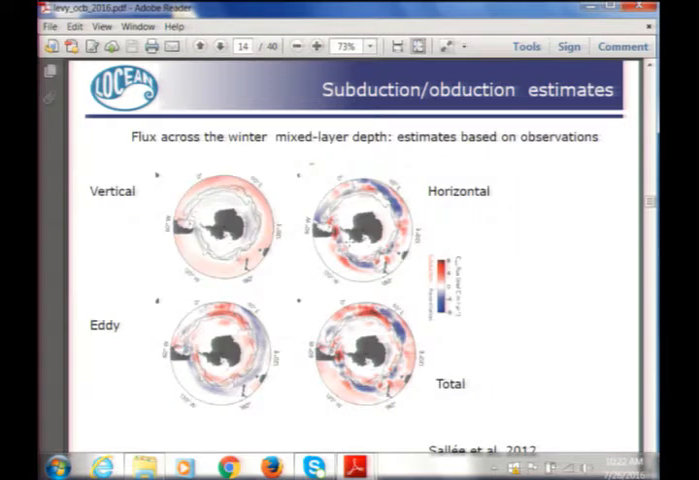But I just want to mention this very nice work by Jean-Baptiste Salé in 2012 in the Southern Ocean, where they've used the best observations that they could to try to estimate these fluxes across the winter mixed layer depths. So it's possible, but it's still full of uncertainties.